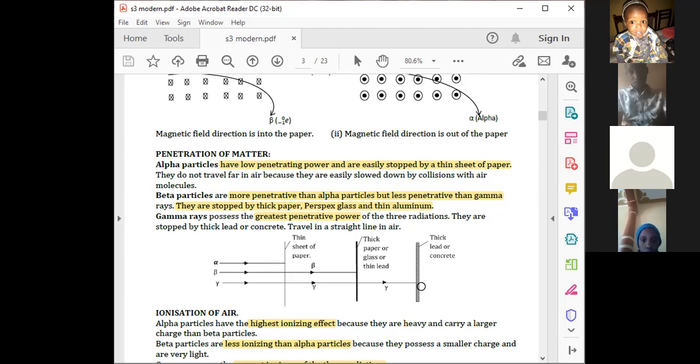Okay. Now, if you can understand the penetration powers, please, there is somebody whose microphone is on. Can you mute it? We are getting some echoes. Okay.